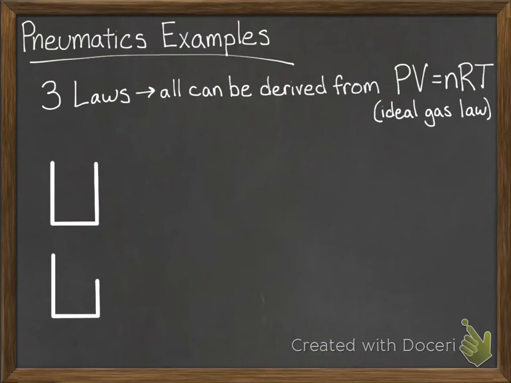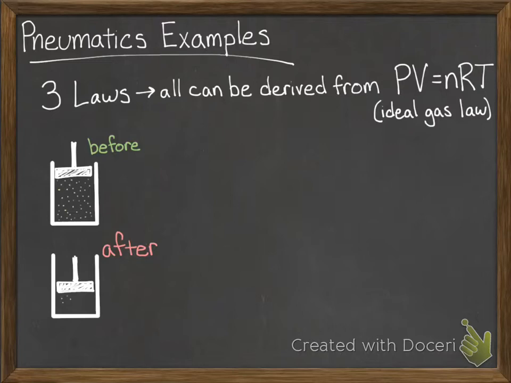So when we talk about pneumatics, we're talking about a compressed gas. Just to give you a little example here, I've got a couple diagrams. I've got a little piston in here with a container. We've got a gas enclosed, and there's two situations here. We've got the piston up high, and then it lowers down, compressing the gas a little bit more. So this is where we can use the ideal gas law.